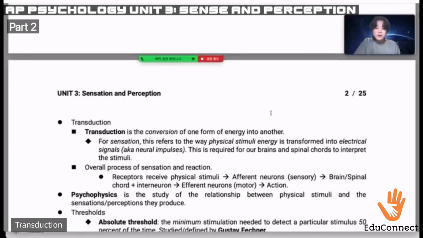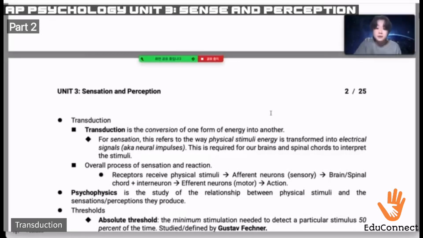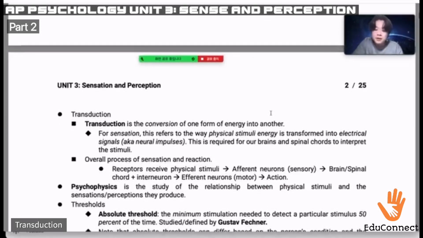Now let's look at something called transduction. Transduction is the conversion of one form of energy into another. For sensation, this refers to the way physical stimuli energy is transformed into electrical signals, such as the neural impulses taught in the previous lecture. This is required for our brains and spinal cords to interpret the stimuli.